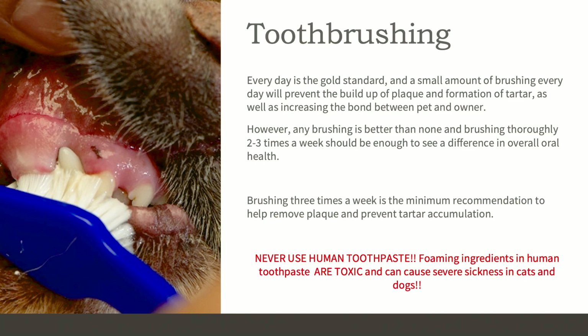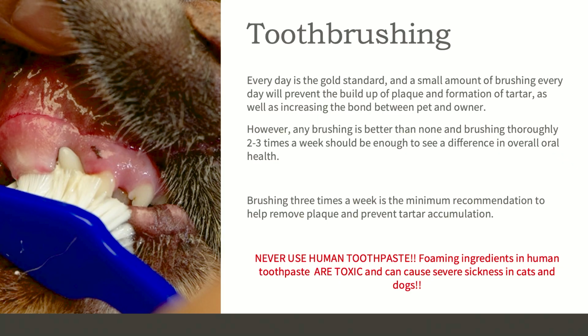So now you can move on to what advice you're going to give based on what you've done in your dental check and your observations. So toothbrushing is one of the things that owners are aware of. So every day is the gold standard, of course. And a small amount of brushing every day will prevent the buildup of plaque and tartar, as well as increasing the bond between the pet and owner. However, it's not very realistic for many owners to be able to toothbrush every day. Any brushing is better than no brushing at all, and brushing thoroughly 2 to 3 times a week should be enough to see a difference in overall oral health.